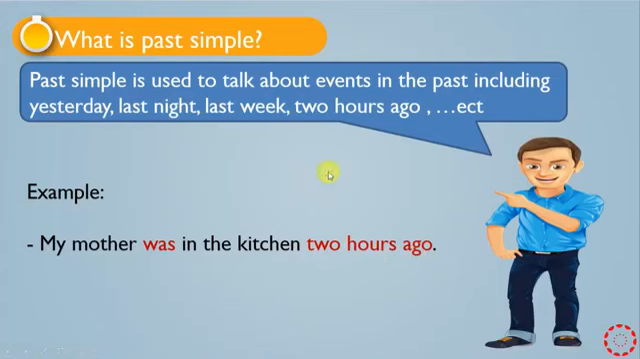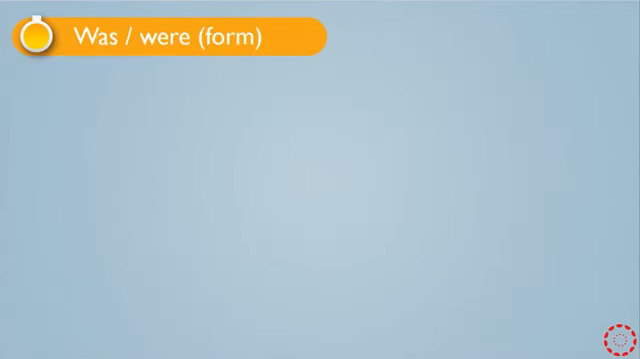Look, 2 hours ago. We have 2 hours ago here also. So the main thing that tells us the sentence is about past simple to be is was. Was tells us what is the tense of the sentence. Another example: Lara was sad last night. Last night, we also have last night here. Was tells us that this sentence is in past simple. Very good.